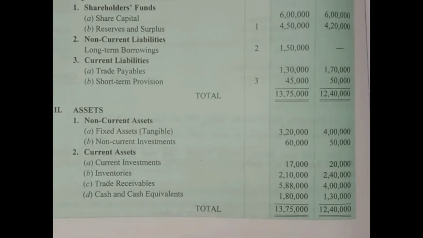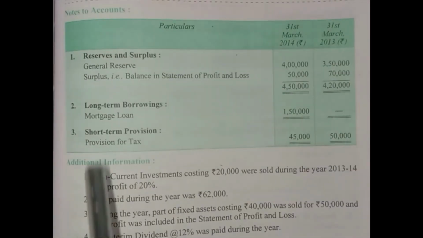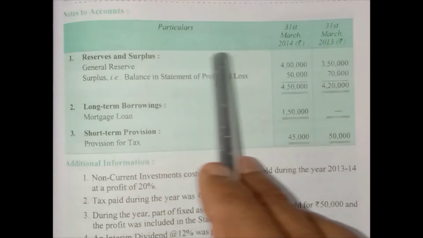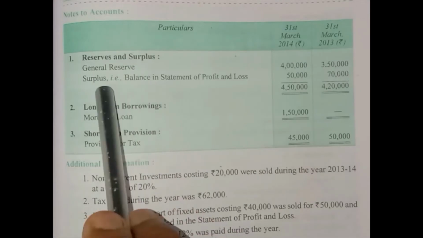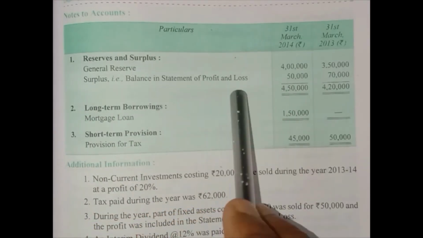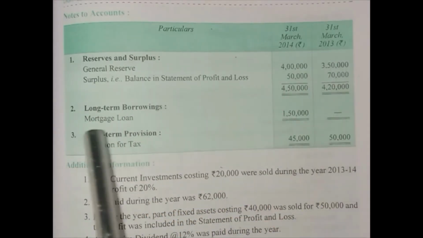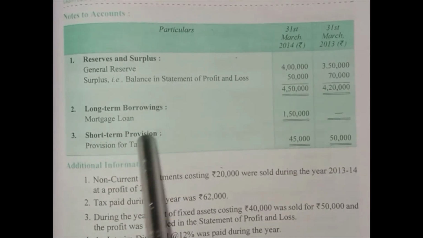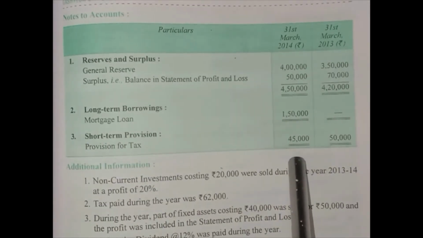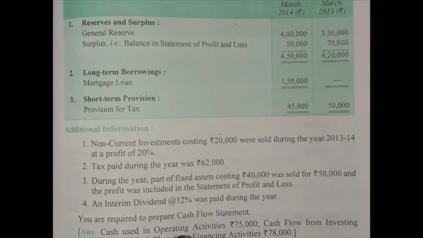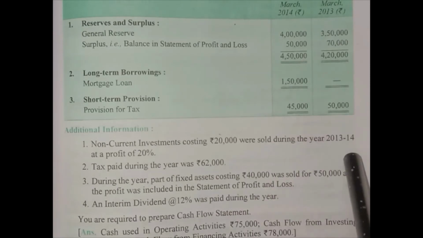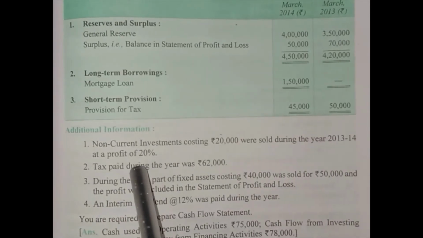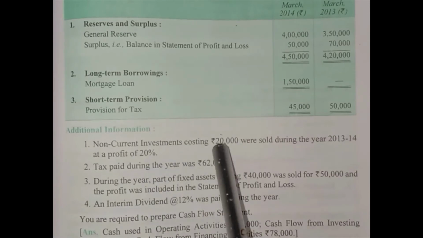Now we see the notes of account and the additional information for that particular sum. Here in the notes of account, we find particulars for 31st March 2014 and 31st March 2013. Reserve and surplus, that is the general reserve and the surplus in the statement of P&L account, are given here. Long-term borrowings, under this a mortgage loan, is given here, and short-term provision for tax is given here. With that, additional information is provided: the non-current investment costing rupees 20,000 was sold during the year 2013-14 at a profit of 20%. So we should find the profit on sale of investment here.